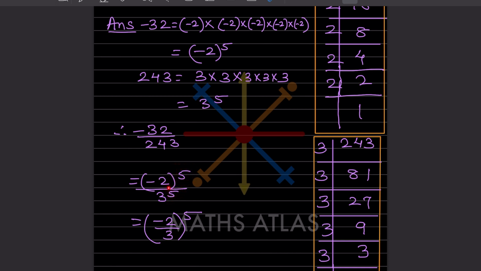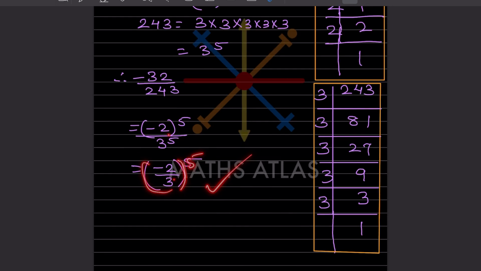So what will you write here? Minus 2 by 3 you will write, and outside the bracket you will write 5. So this is the answer.